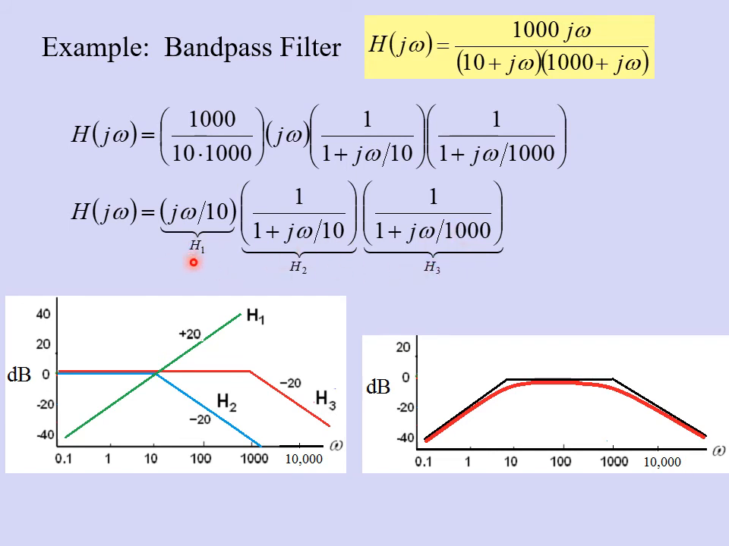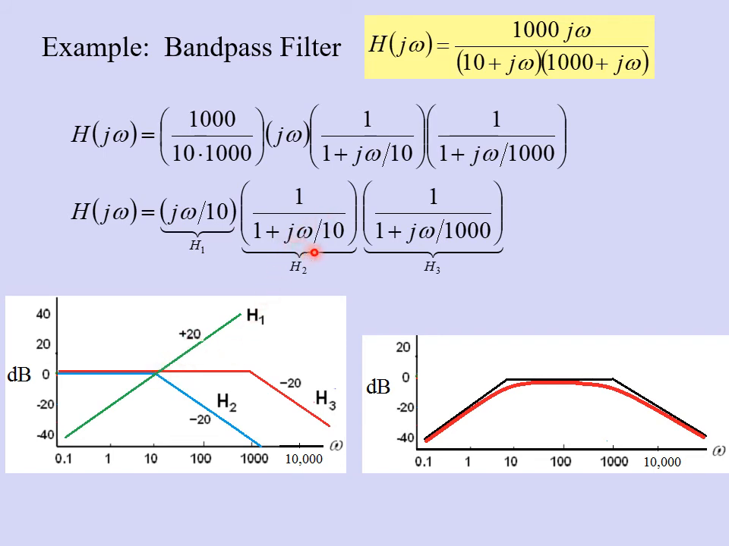So for h1, if you look back a couple slides, whenever we see something that has a form of j omega divided by some number, we have a straight line. That's this, there's no corner, it's just a straight line. And remember, the straight line goes through 0 decibels at this number, which is on the bottom here. So at 10 radians per second, we know this thing goes through that point on the horizontal axis there, and it has a slope of plus 20.